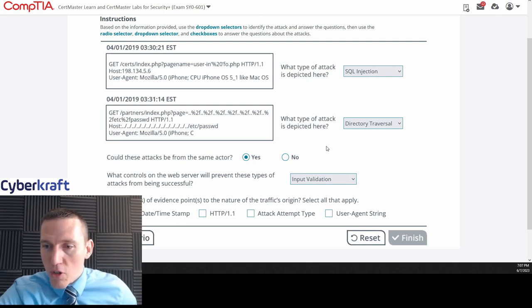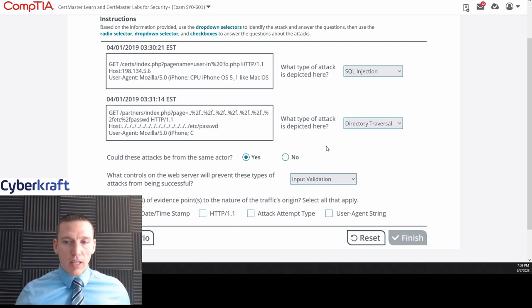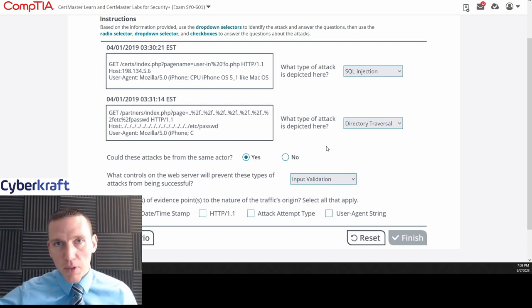Okay, if it's not too much trouble, do SQL injections primarily deal with PHP? That's a great question. Not necessarily, but PHP is very susceptible to SQL injections. And that's one of the indicators here of why I think this would be an SQL injection.